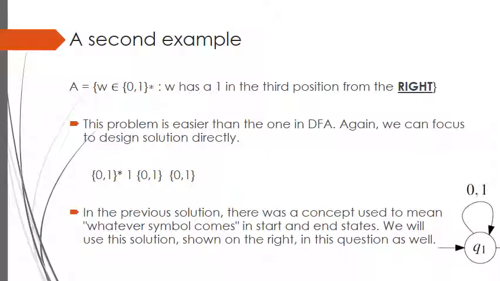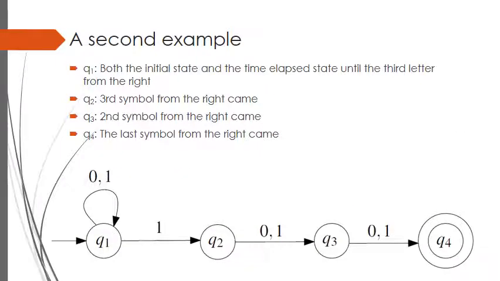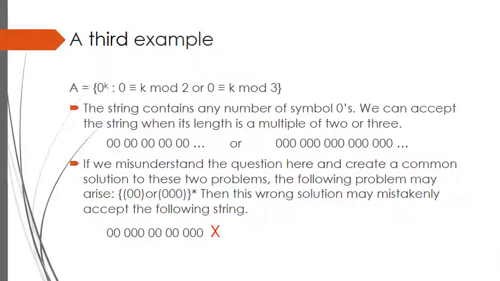But we will only use it at the initial state, because no matter what symbol comes first we need the last three symbols. Here the number of states is not as important as in DFA. Q1 means both the initial state and the time elapsed until the third letter from the right. Q2 means the third symbol from the right came. Q3 means the second symbol from the right came. Q4 means the last symbol came. So it is final.